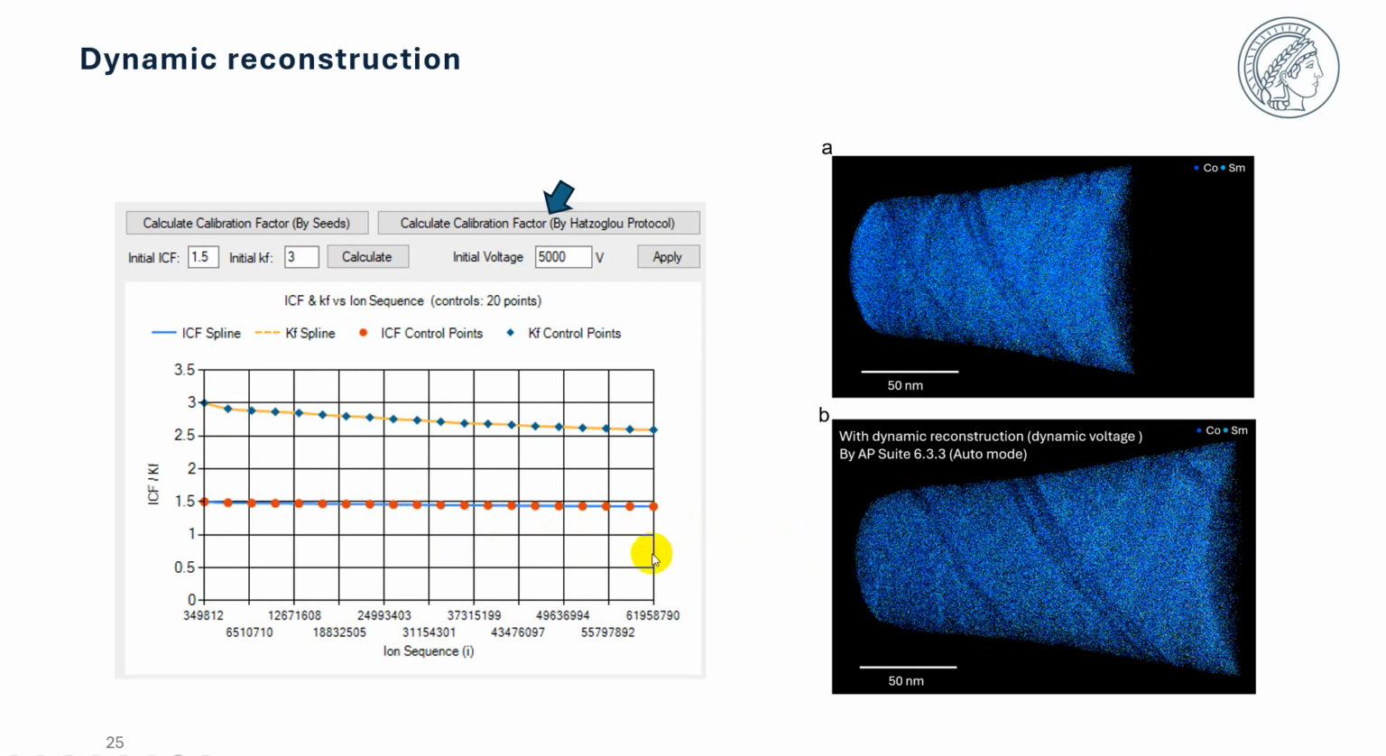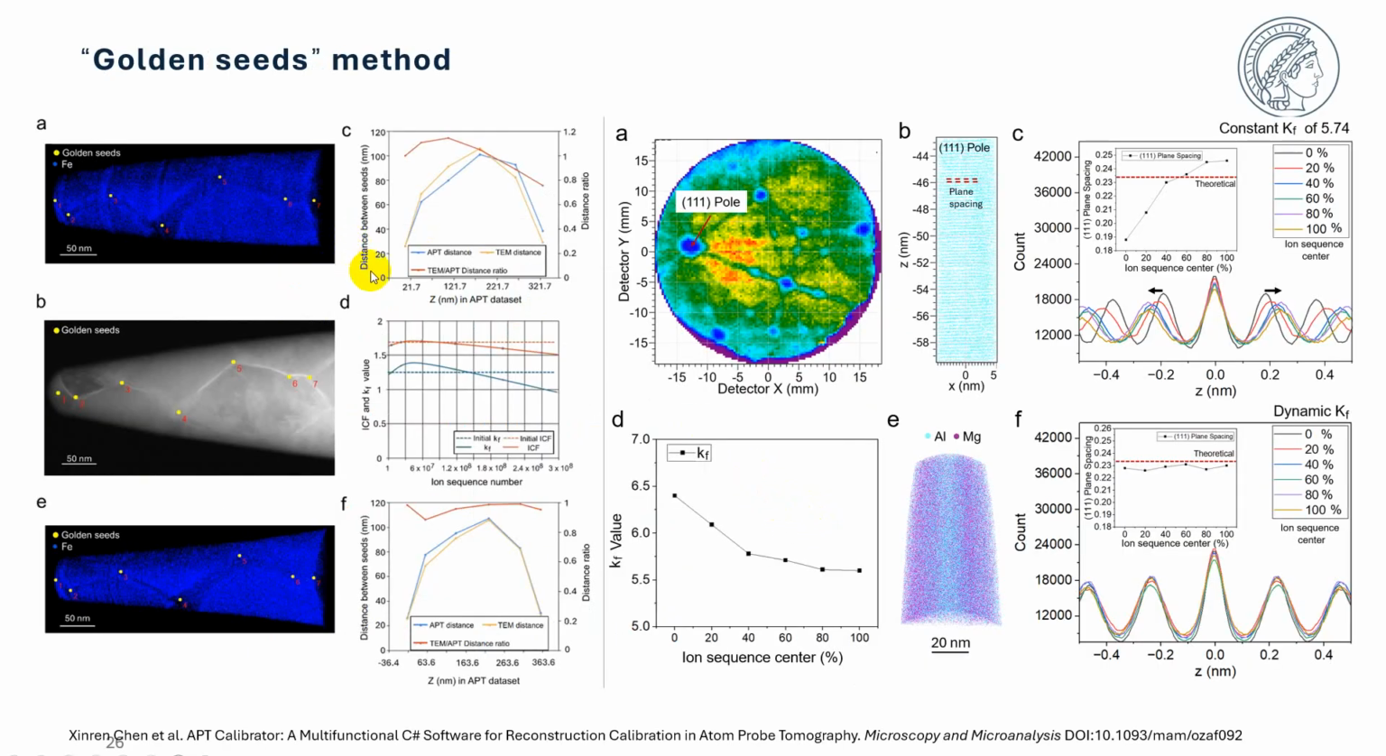So here we use our software. We provide another possibility: if you use 4D STEM or APT or STEM images, you will directly obtain the KF and ICF of your dataset. And here I show other applications. For example, if you have a grain boundary inside your needle, you can also use this golden seed to do the calibration. And you will see after calibration, the distances between these golden seeds closely match.